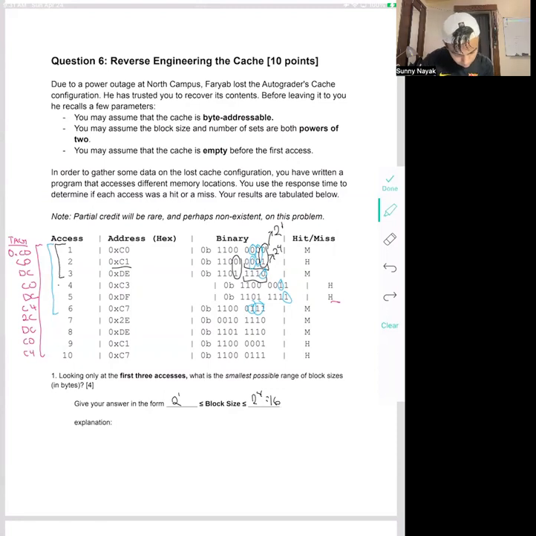And so, great. That doesn't give me very much information with regards to the associativity. But then I access DE, and DE misses. What does that tell me? That tells me that DE must have been evicted. Again, this doesn't tell me everything that I need to know. This just tells me that one of these 2 accesses resulted in an eviction, either C7 or 2E.